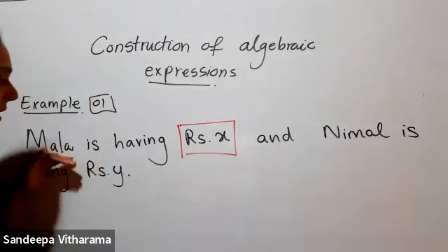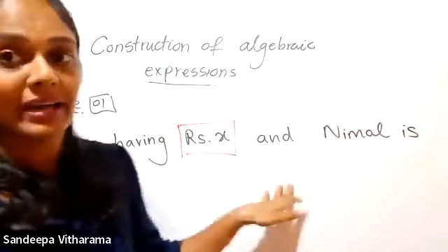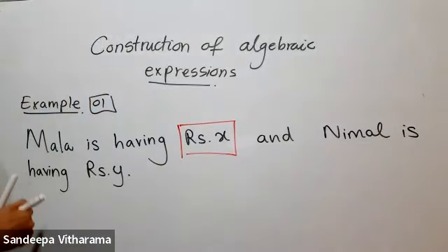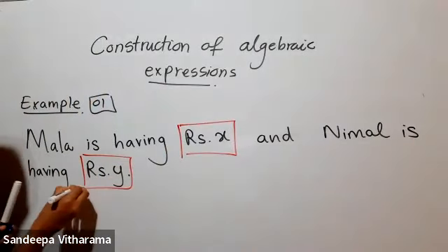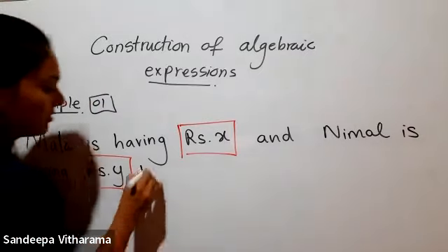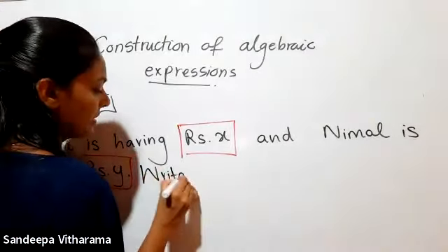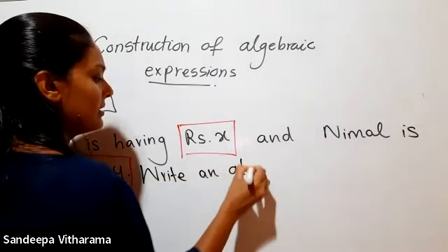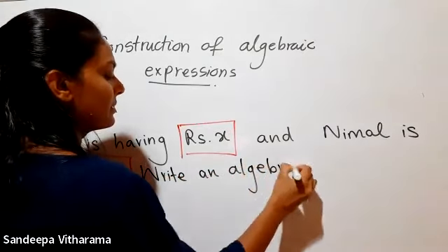Okay? Then Mala is having X rupees and Nimal is having Y rupees. Okay. Now they asked to write an algebraic expression. Write an algebraic expression.